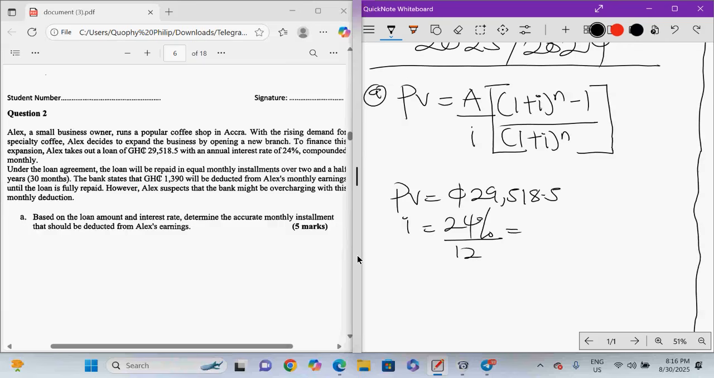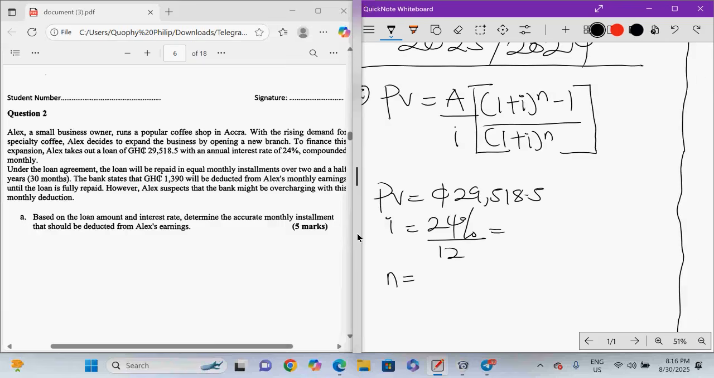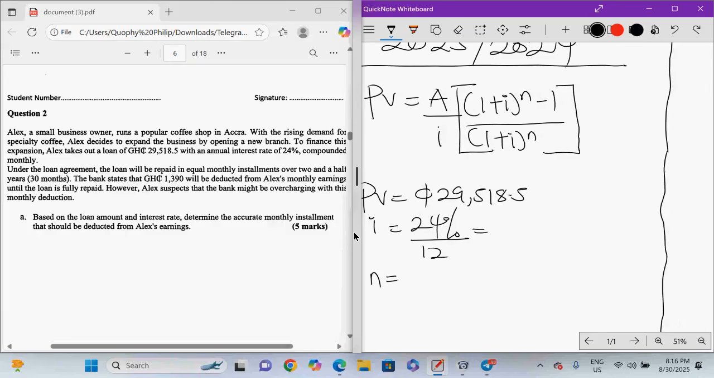Then we have the number of periods. How many years? It said 2.5 years, right? And it is compounded monthly, so 2.5 times 12 months. What else?